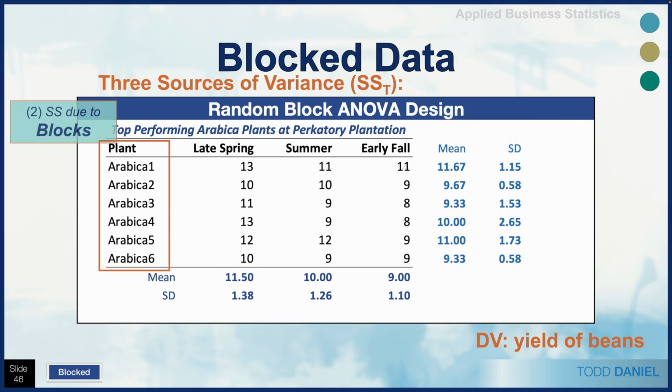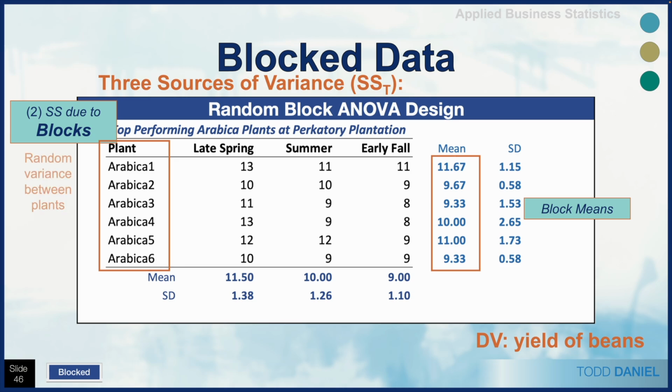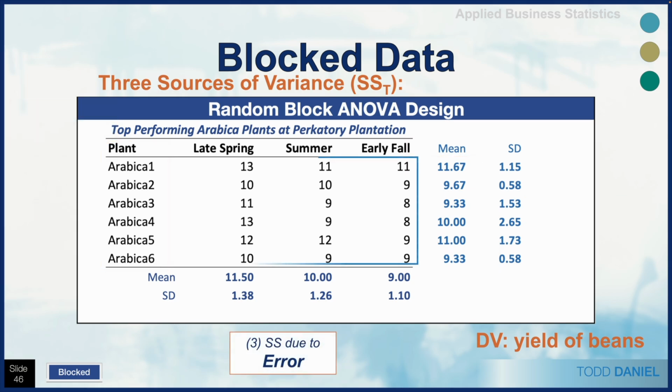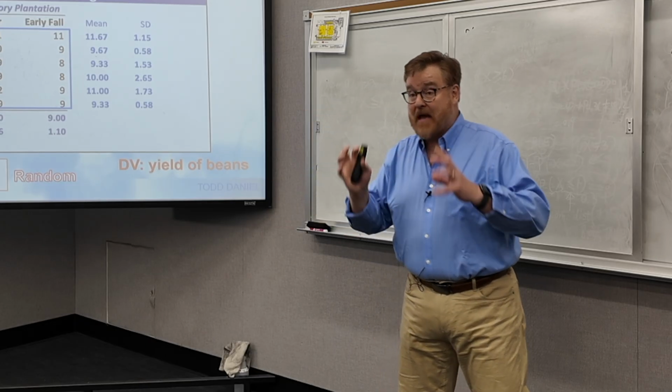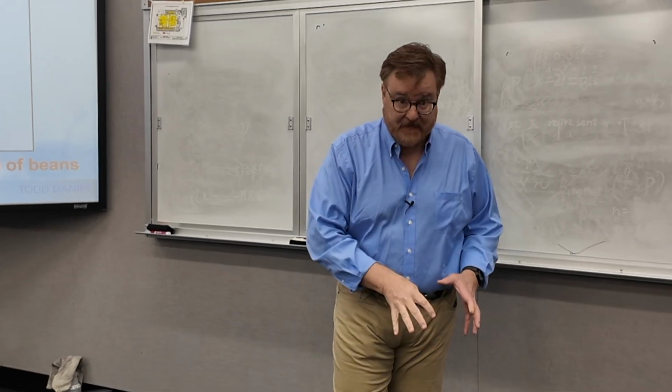What we're going to control for is the variability due to the blocks. In other words, the plants from which we have drawn these beans, they all grow a little bit differently. And that variability we're going to see in the means across these rows. These are the block means. So any variability that's coming from these block means is going to be measured and then subtracted from our total variability to give us only the measure of the treatment effect.